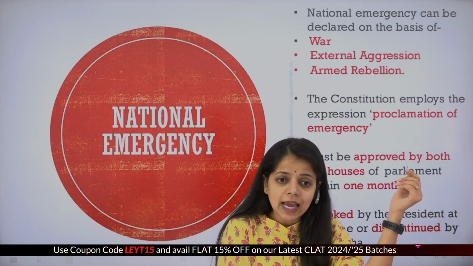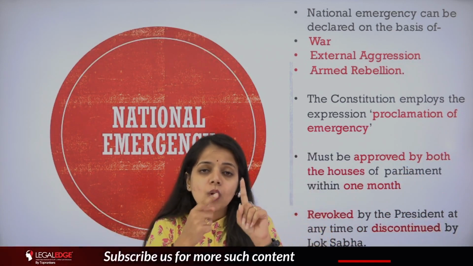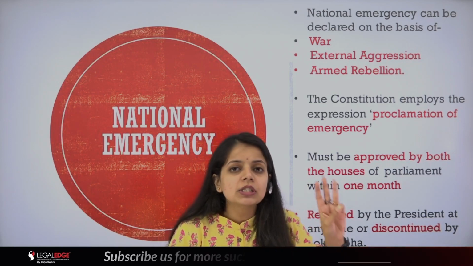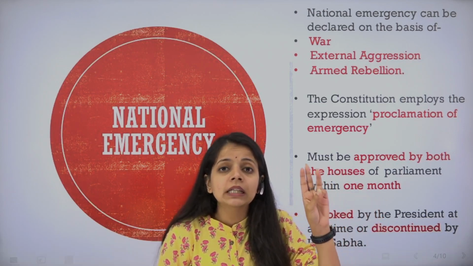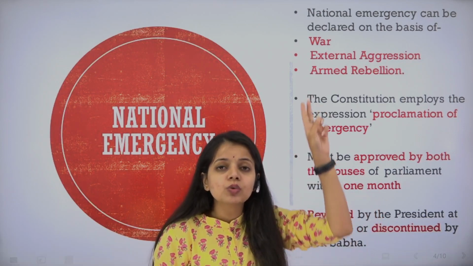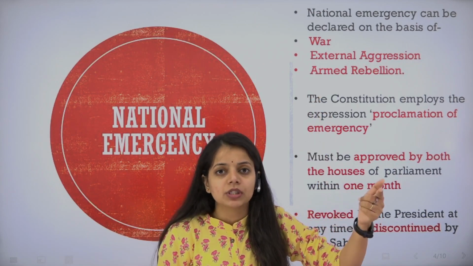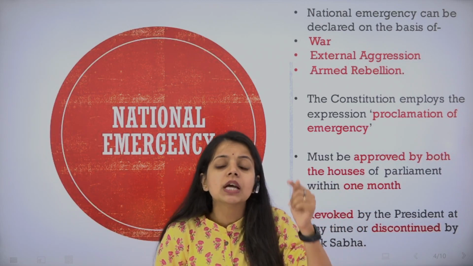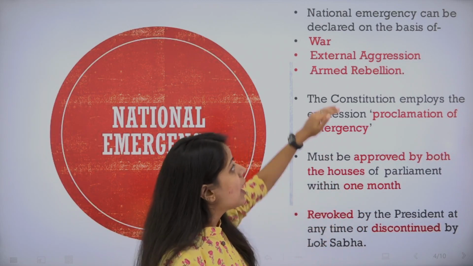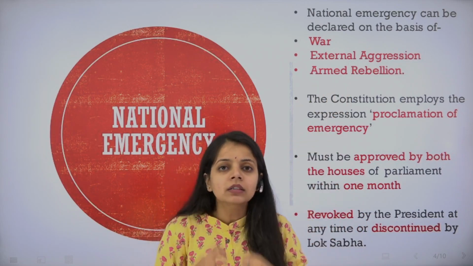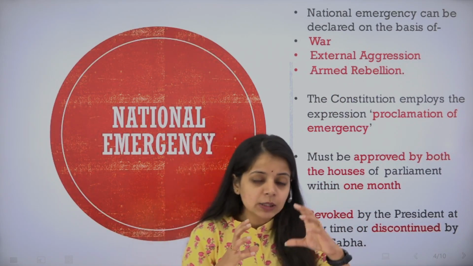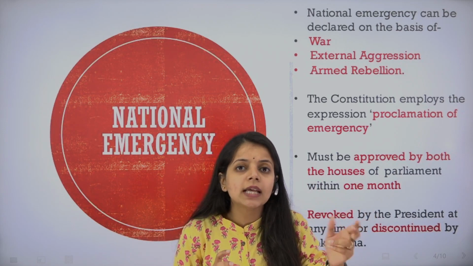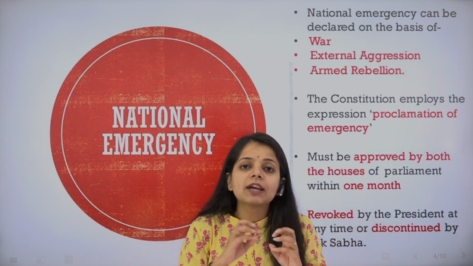National emergency can be declared on the basis of war, external aggression and armed rebellion. So whenever the national emergency is proclaimed on the first two grounds, it is called external emergency. And whenever the national emergency under Article 352 is proclaimed on the ground of armed rebellion, it is called internal emergency.